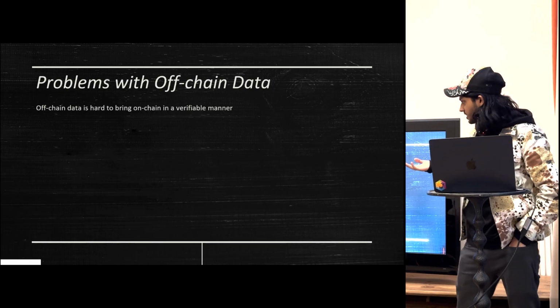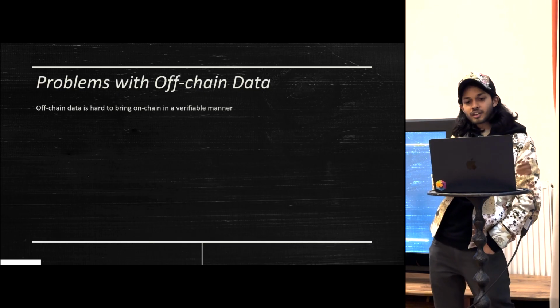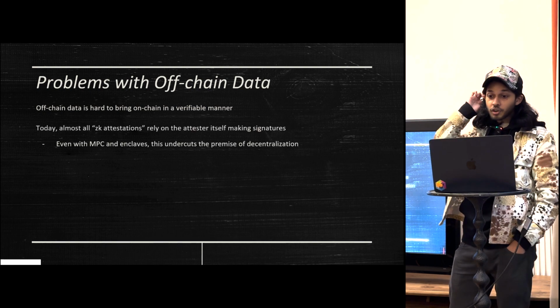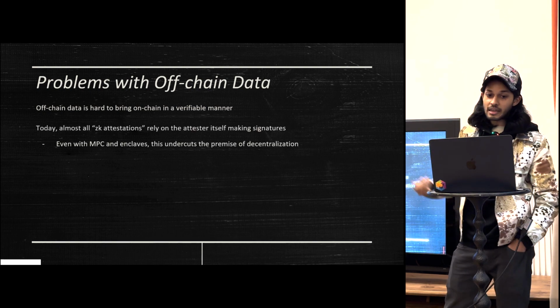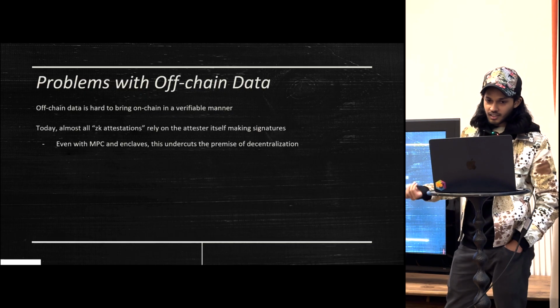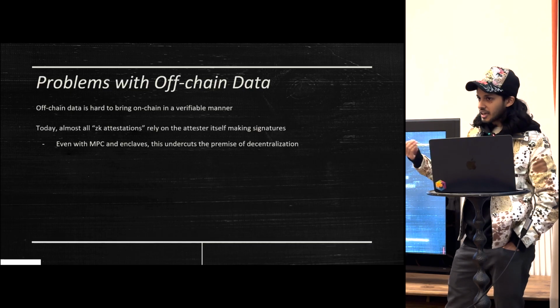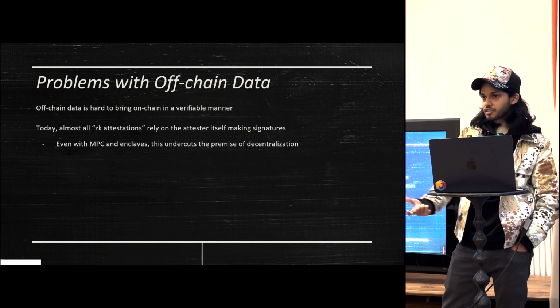Okay, so what is the high-level problem that we're trying to solve here? Same as with all the other identity things, we're trying to get off-chain data on-chain in some verifiable manner. Unfortunately, most ZK attestations rely on some centralized attester making some signature. MPCs work and enclaves work, and a lot of people even have centralized proxies or centralized attesters. But ultimately, you're trusting some other party to create a signature, often to verify that on-chain.